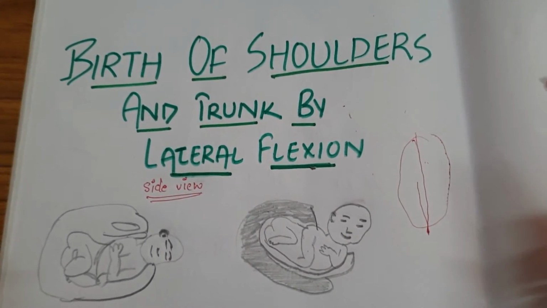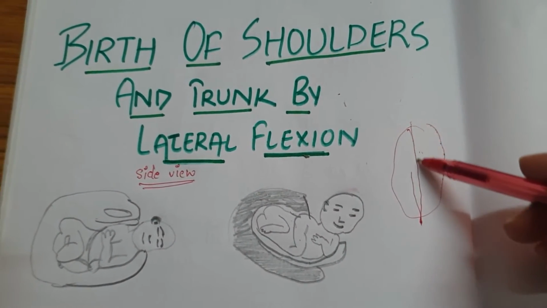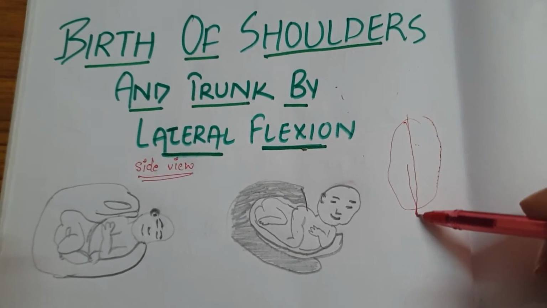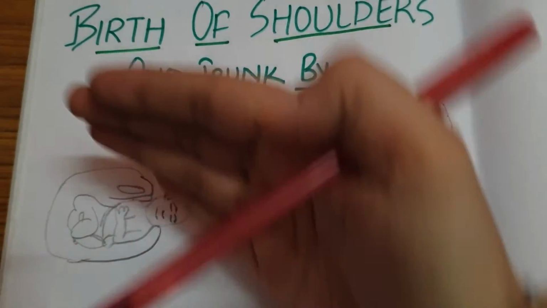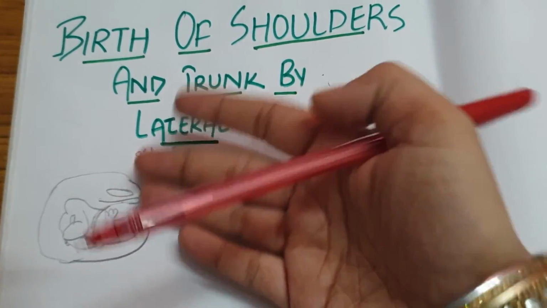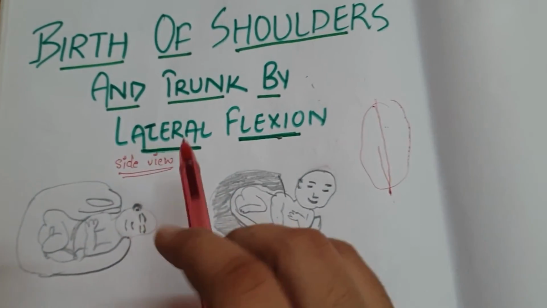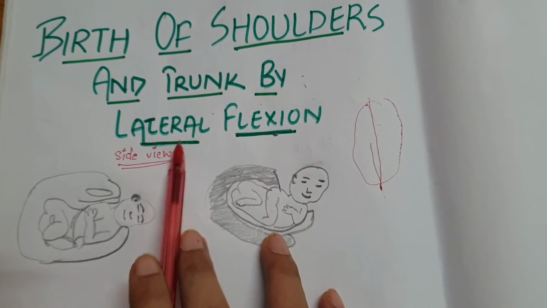So after the internal rotation of shoulders and the external rotation of head, the whole body comes in the anterior posterior diameter, like here. This is a side view. So the whole body lies in the anterior posterior diameter. Next step is birth of the shoulders and the trunk by lateral flexion.